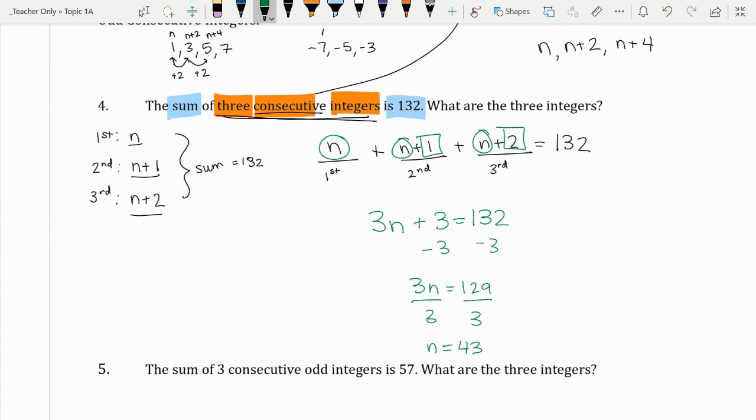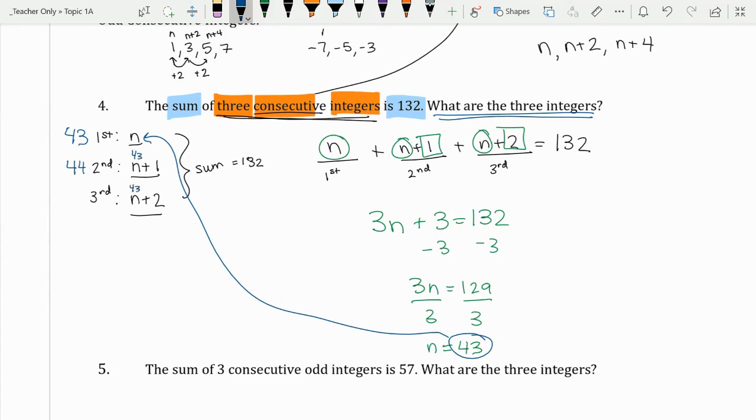So now what we've done is we've solved for n. What I need to go do is go back and reread the question. It's asking, what are the 3 integers? Right now, I just have a number. I have n. But if I go back to my labels, if n is 43, that means my first number is 43 because it's n. And if I add 1 to that, it's going to be 44 because it's 43 plus 1. And if n is 43 and I add 2 to that, I'm going to get 45.